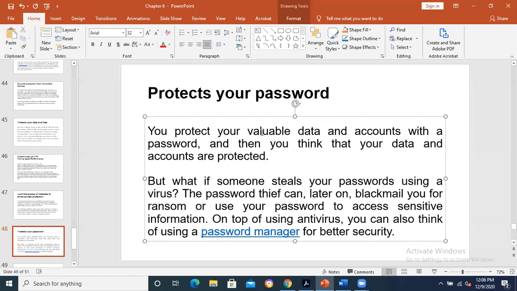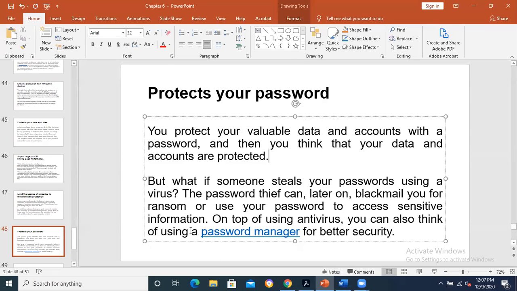So you protect your valuable data and account information with a password, and then you think that your data and accounts are protected. Normally, that is our mentality, but these things could be stolen easily using a virus, because a virus could be malware, any type of spyware. Those programs go into your files and find out your passwords, and keyloggers find out the keys that you are pressing. So the password thief can later blackmail you, or use your password to steal your sensitive information for financial gain or other types of threats. A good antivirus or anti-malware software is going to protect your passwords as well.